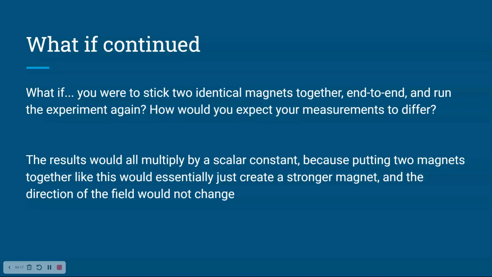And then the other what-if question is, what if you were to stick two identical magnets together end to end and redo the experiment? What would we expect to happen? Well, really, we wouldn't expect all too much other than the results to be multiplied by a scalar constant. That's because when you take two magnets and put them together, you're not really dealing with two separate magnets anymore. It's essentially creating one magnet with just a stronger field that it exerts. So that field's going to go in the exact same direction. So we're really just changing magnitudes. So it would remain pretty much the same.